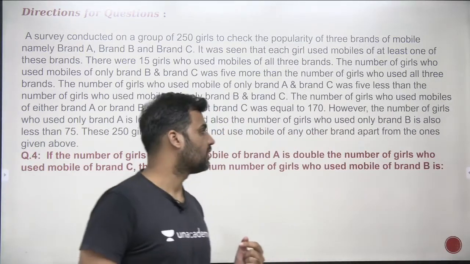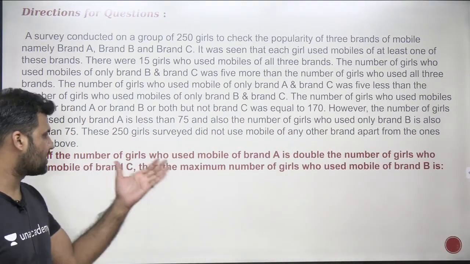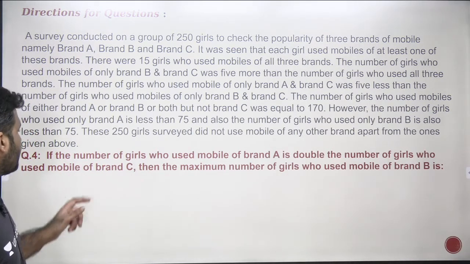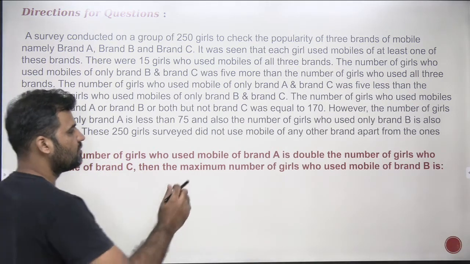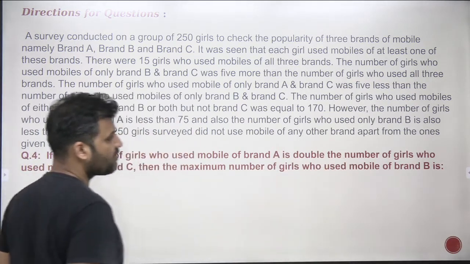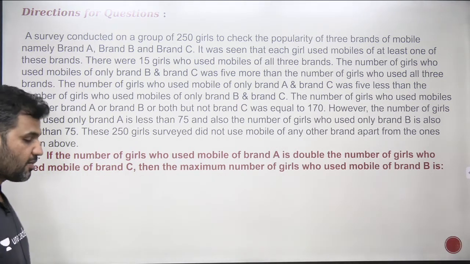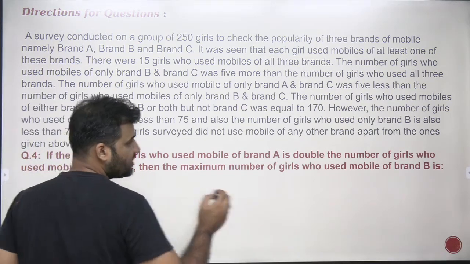Hello everyone, welcome back. So this is the last question of the set, question number 4 of set theory maxima and minima question. Let's quickly solve it. Question says the number of girls who used mobile of brand A is double the number of girls who used mobile of brand C, then the maximum number of girls who used mobile of brand B. Let's make a basic Venn diagram.